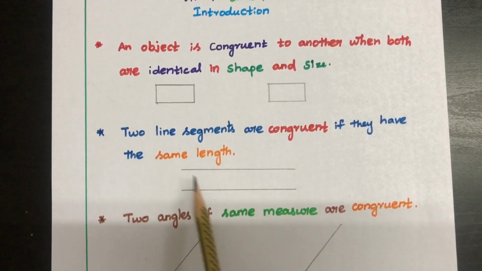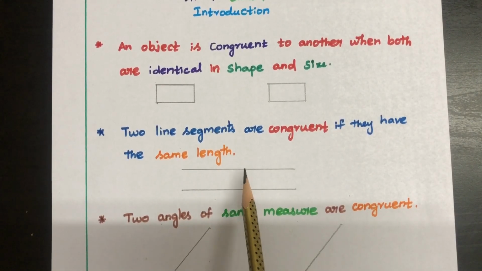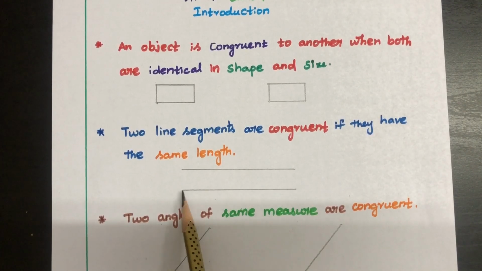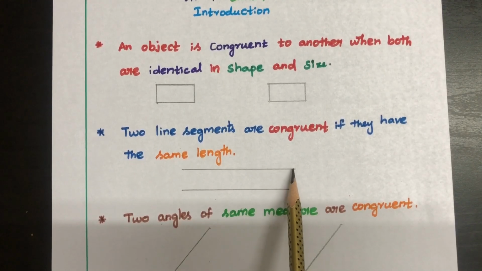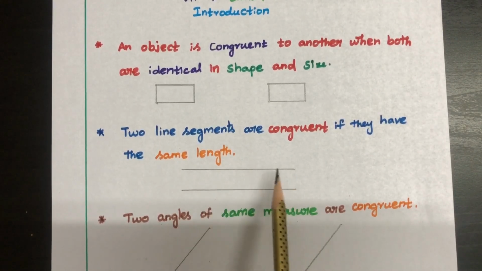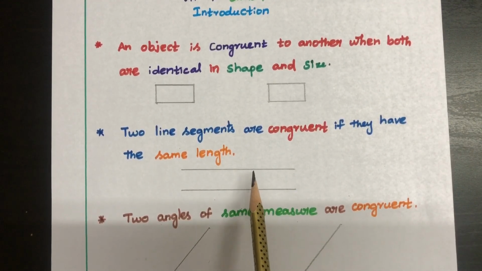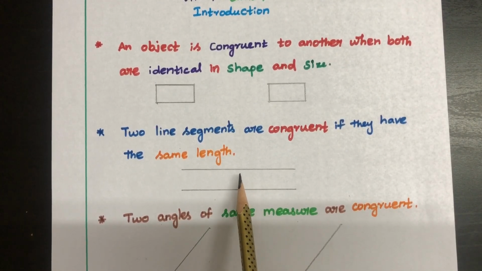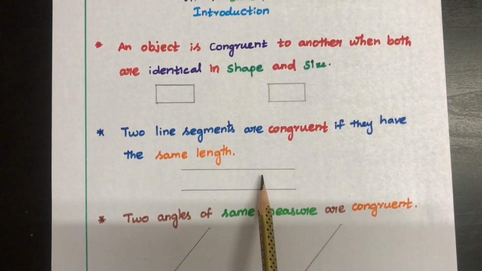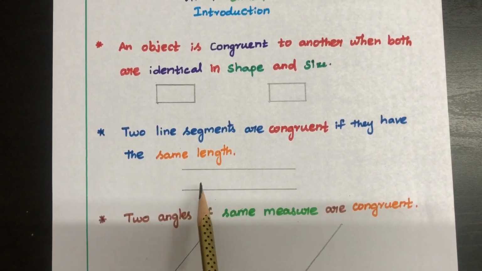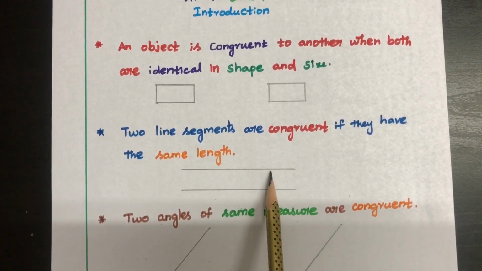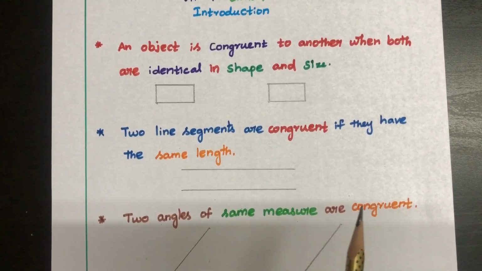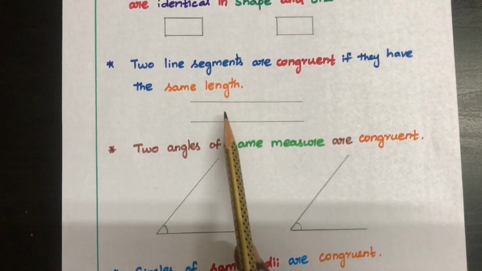Two line segments are congruent means they should have the same length. Then only if I take this and overlap it with the other line, it should exactly fit. Two lines will fit if they have the same length. No other criteria, right? So two line segments are congruent if they have the same length. So this is for lines.